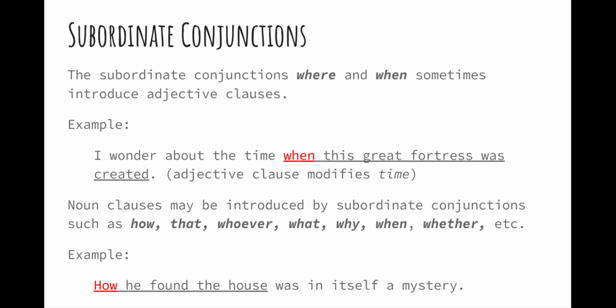All right. And noun clauses. Remember that lesson? Noun clauses may also be introduced by subordinate conjunctions, such as how, that, whoever, what, why, when, whether. There are many of them, too many to list here, but I will give you a full list on the next page. So, an example of a noun clause, remember that's a clause that takes the place of a noun in a sentence. It can be the subject, complement, object of a preposition, and so on. In this case, it's the subject of the sentence. How he found the house was in itself a mystery. So how is the subordinate conjunction. How he found the house, that's the noun clause. It's acting as the subject of the sentence.